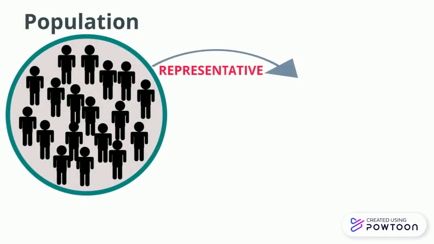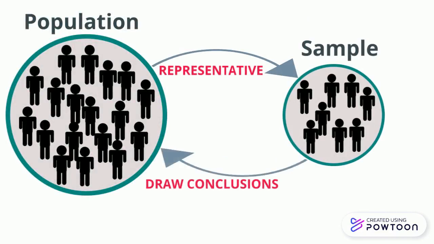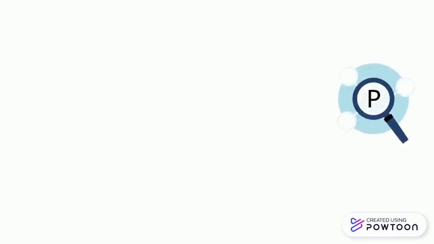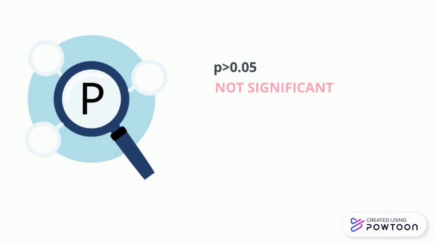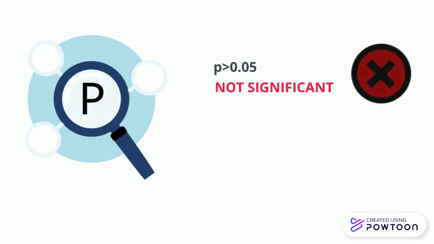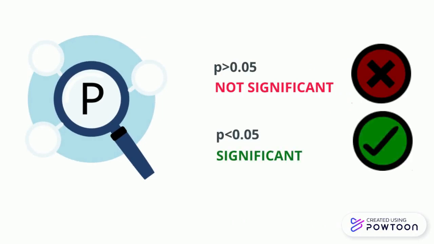Inferential statistics use sample data to help draw conclusions about a population. The p-value helps with this. A non-significant p-value of more than 0.05 means the null hypothesis is likely to be true. A significant value of less than 0.05 means the alternate hypothesis is likely to be true.